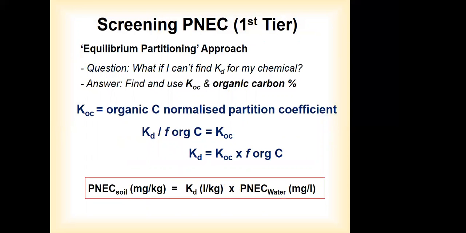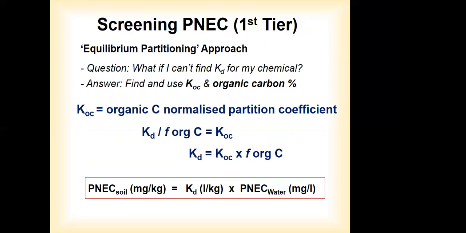But that relies on you being able to find the KD for your chemical. So I hear you thinking, what if I cannot find the KD for my particular chemical of interest? If you look in a reference textbook or online, various databases available, you don't always find the KD for the chemical that you need to assess. But what you might find is the KOC. Now, the KOC is the organic carbon normalized partition coefficient. So that's determined by taking the KD and dividing by the fraction of organic carbon in the sample.